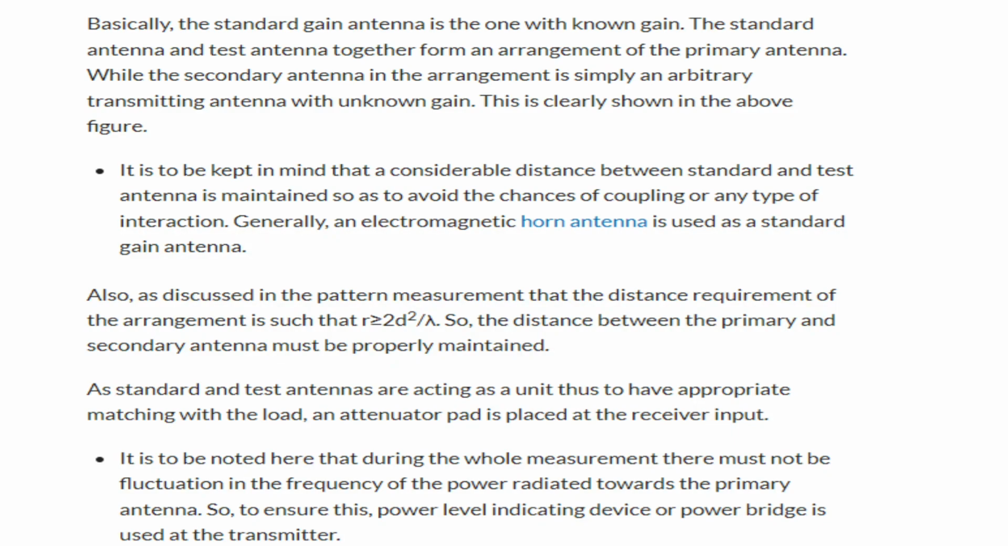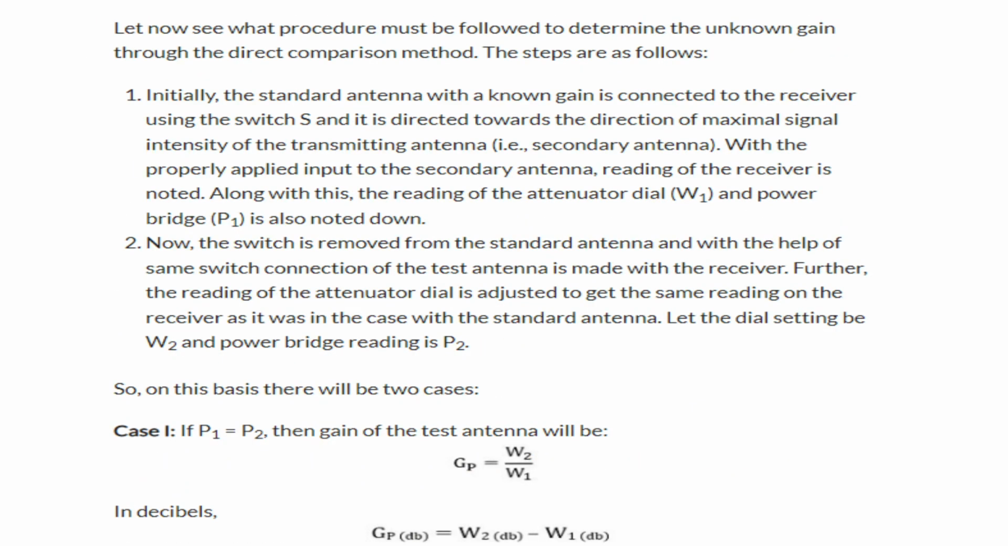As standard and test antennas are acting as a unit, to have appropriate matching with the load, an attenuator pad is placed at the receiver input. It is to be noted here that during the whole measurement, there must not be fluctuation in the frequency of the power radiated towards the primary antenna. So to ensure this, a power level indicating device or power bridge is used at the transmitter.